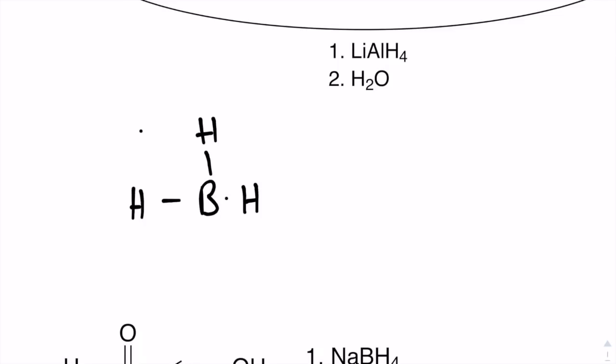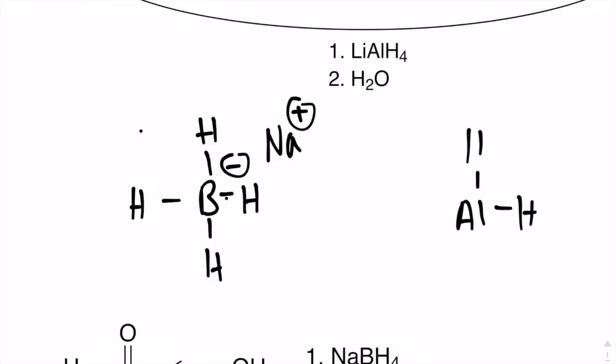Sodium borohydride has a Lewis structure that looks like this. Negatively charged there, so that's why we have an associated sodium spectator ion. And then lithium aluminum hydride has a center aluminum with 4 hydrogens attached to it. Again, that's also a negative charge, and we have an associated lithium hanging out to counteract that charge.